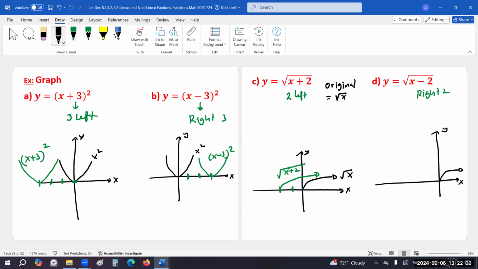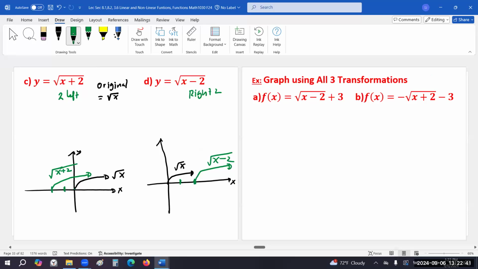Similarly, we have the original one here. So this is the original square root, and we are shifting 1, 2 right here. So square root of x minus 2. Okay. So any number inside the original function means left, right. But if you have a number alone after the original function, it means up or down.